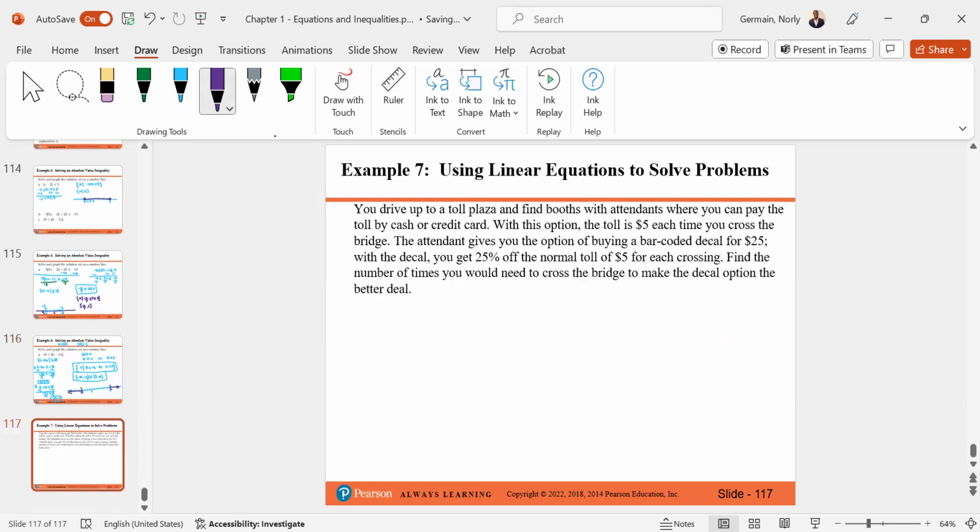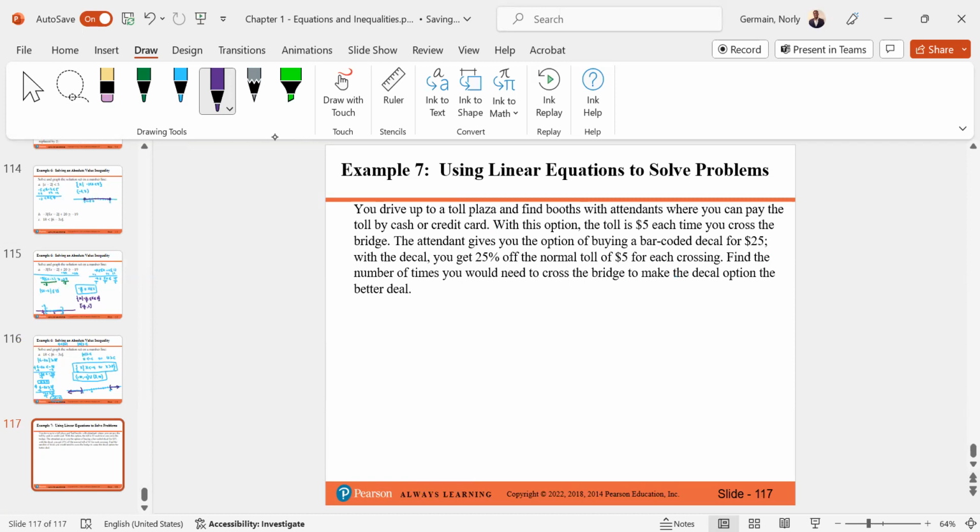There is a problem where I would like you to try on your own and make sure that you find the solutions. It says you drive up to a toll plaza with 5 booths with attendants, and you can pay the toll by cash or credit card. With this option, the toll is $5 each time you cross the bridge. The attendants give you the option of buying a decal for $25. With the decal, you get $25 off the normal toll of $5 for each crossing. Find the number of times you would need to cross the bridge to make the decal option the better deal.